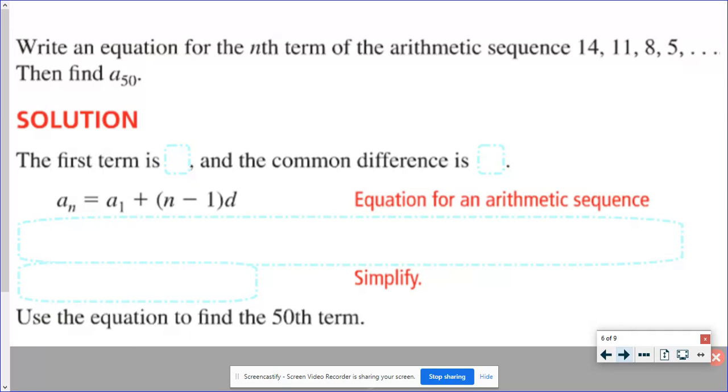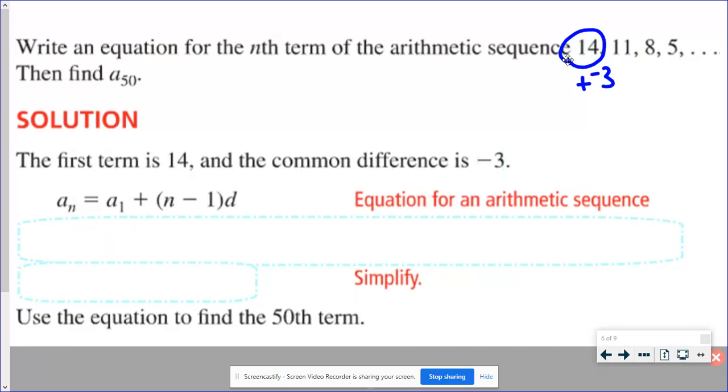So if I have this arithmetic sequence, 14, 11, 8, 5, the first term is, again, just the first number in the sequence. That's 14, okay? So that's going to be the first term. The common difference is what's happening every time. This is decreasing by 3. So we're adding on -3 every single time. So our common difference is just going to be -3.